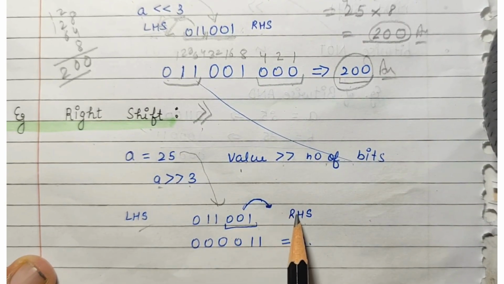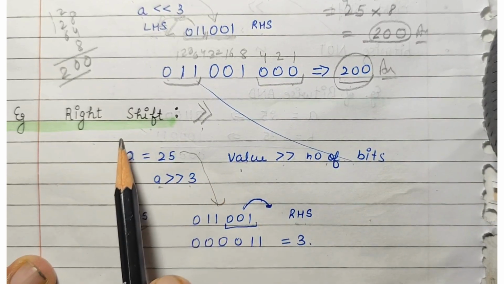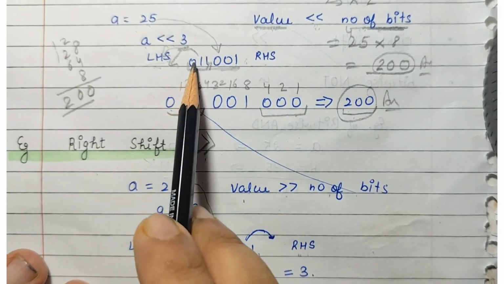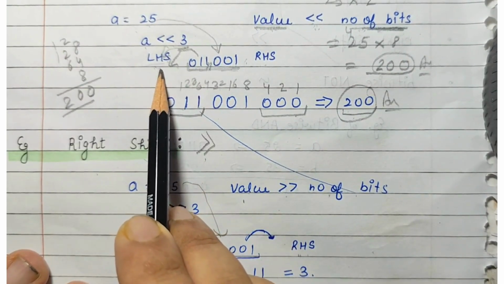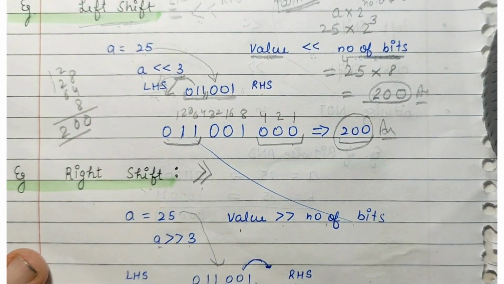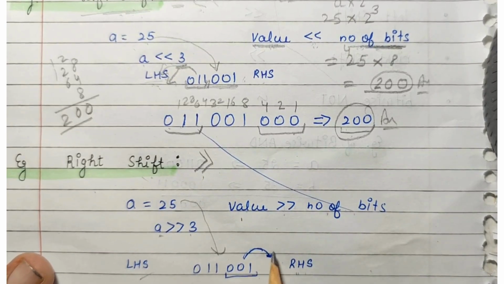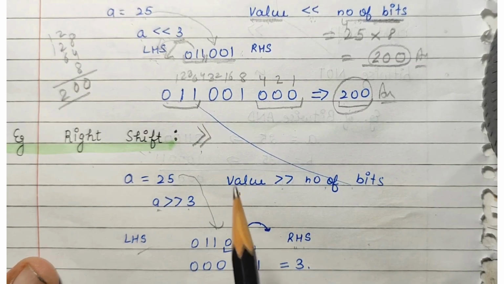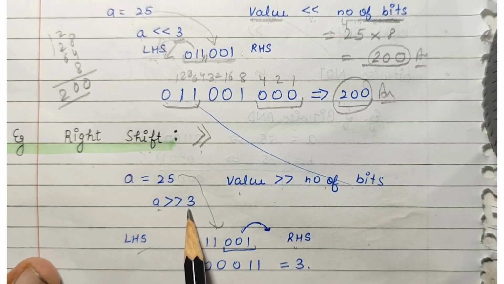The bits are shifted on the right hand side because we are performing a right shift. In the previous case, bits were shifted on the left hand side because that was a left shift operation. Here bits are shifted on the right hand side, but this one is different from the left shift. Now what will happen here? By how many bits are we shifting? We are shifting by 3 bits.